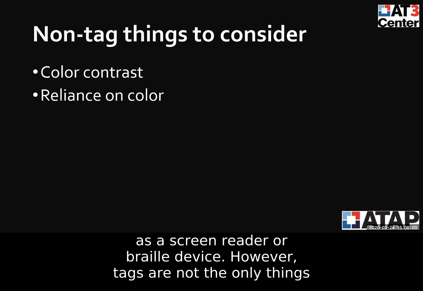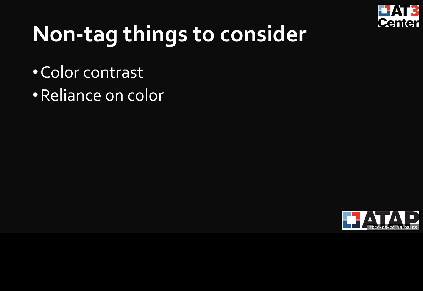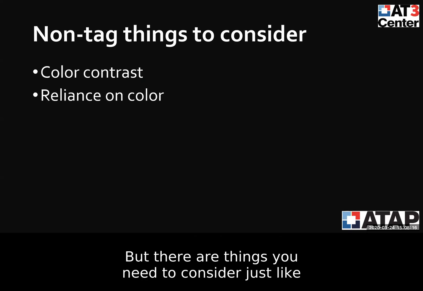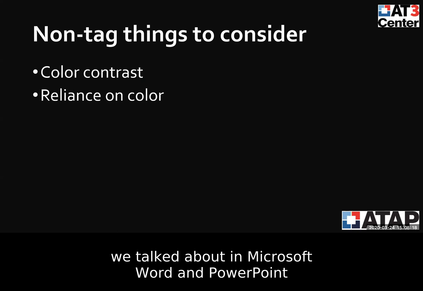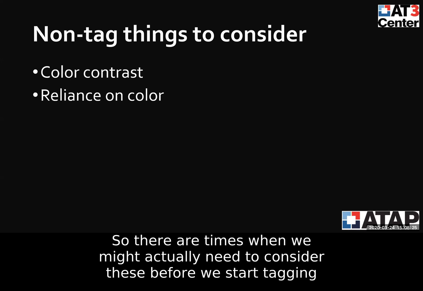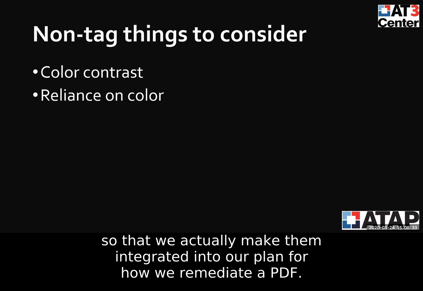However, tags are not the only thing to consider when we are thinking about PDF accessibility. It gets the bulk of the focus just because that is where a lot of the effort lies. But there are things you need to consider, just like we talked about in Microsoft Word and PowerPoint as well, such as color contrast or reliance on color. There are times when we might need to consider these before we start tagging so that they are integrated into our plan for how we remediate a PDF.